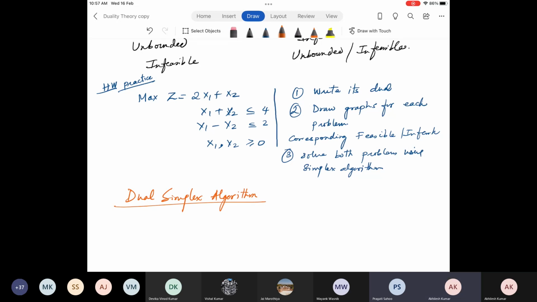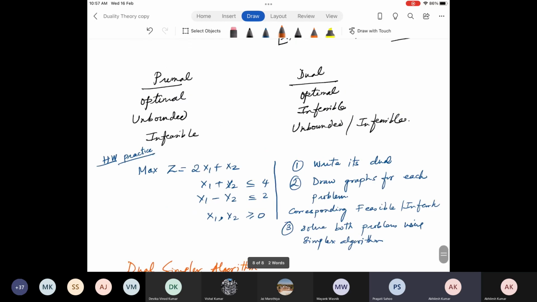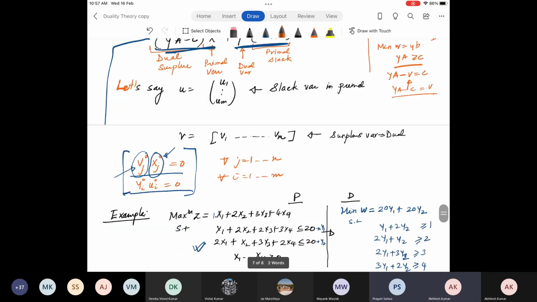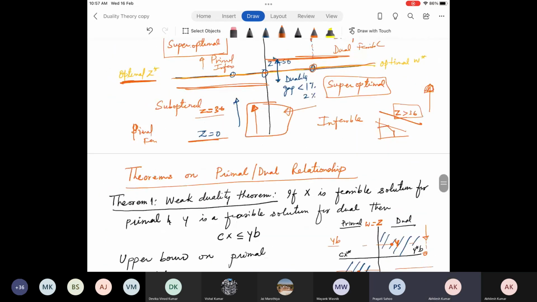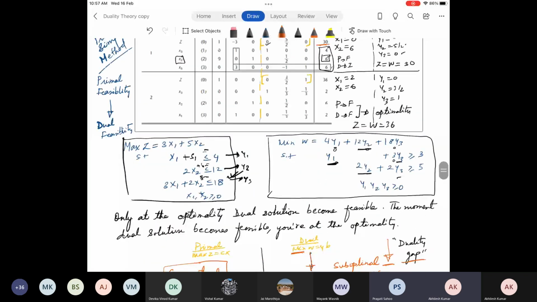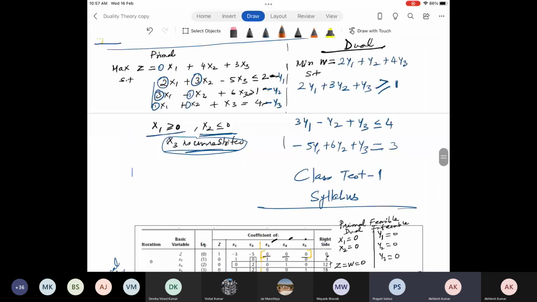Most probably I will schedule your class test for the 25th, the Friday. Day after tomorrow, I will complete the dual simplex algorithm and I will start sensitivity analysis. And as I said, your class test 1 syllabus is until converting into the dual. So until here is your class test 1 syllabus. If you have any questions, we can discuss. Otherwise, thank you very much, guys. I will see you on Friday.